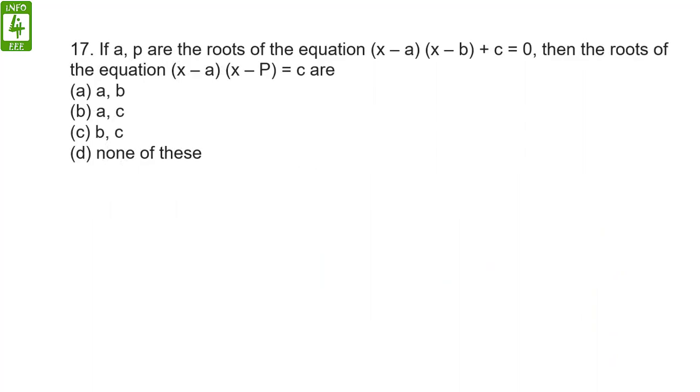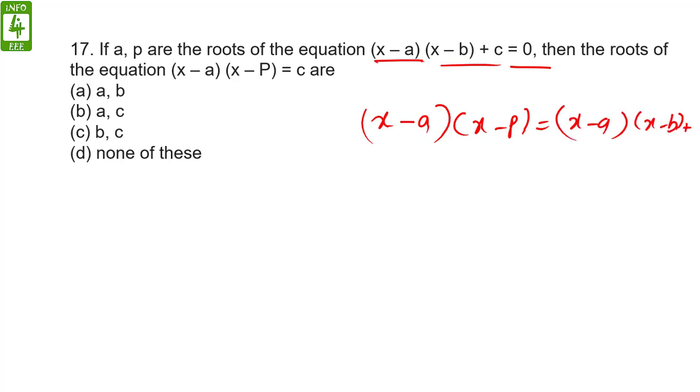Okay, so this is one question. Let's say a and b are the roots of the equation. So we know that a and b are the roots of this equation. So what I can say is (x minus a) into (x minus b) is equal to (x minus a) into (x minus b) plus c, because these are the roots of this equation. Then what they're asking is, what are the roots of this equation, right? What are the roots of (x minus a) into (x minus b) equal to c?